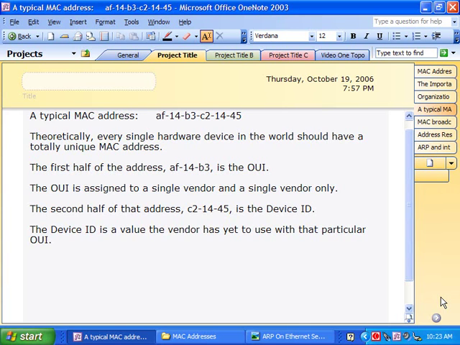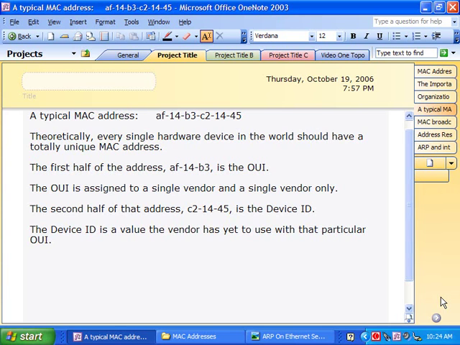Now, how in the world do we make that happen? Well, the first half of this address is the organizationally unique identifier, the OUI. It's not pronounced we. This is not French class. It's just spelled out OUI. And this particular OUI is going to be assigned to one vendor and one vendor only. And by vendor, I simply mean the company that is manufacturing the hardware, whether it's Cisco, whether it's Nortel, whether it's Microsoft, doesn't matter. The first half of that address, in this case AF14B3, is the OUI, and that's where the name organizationally unique comes in. Only one organization in the world is going to have that particular OUI.